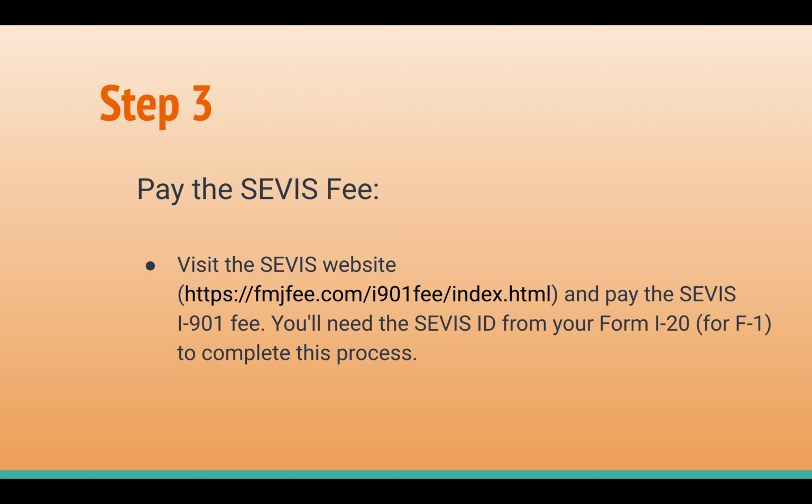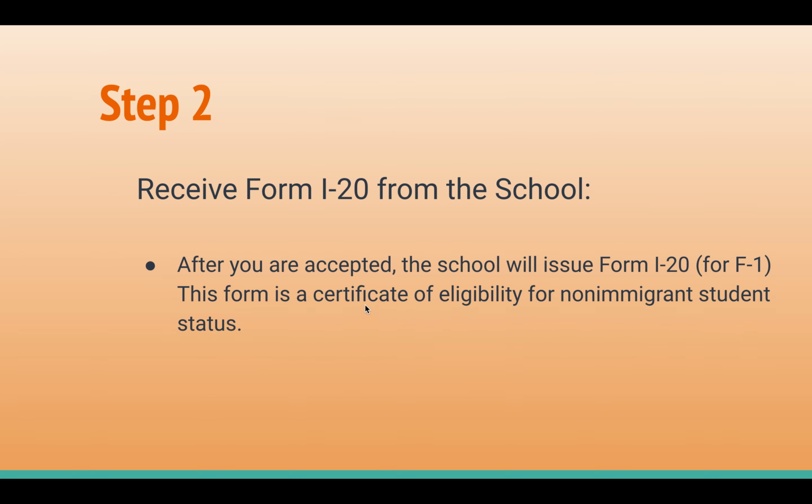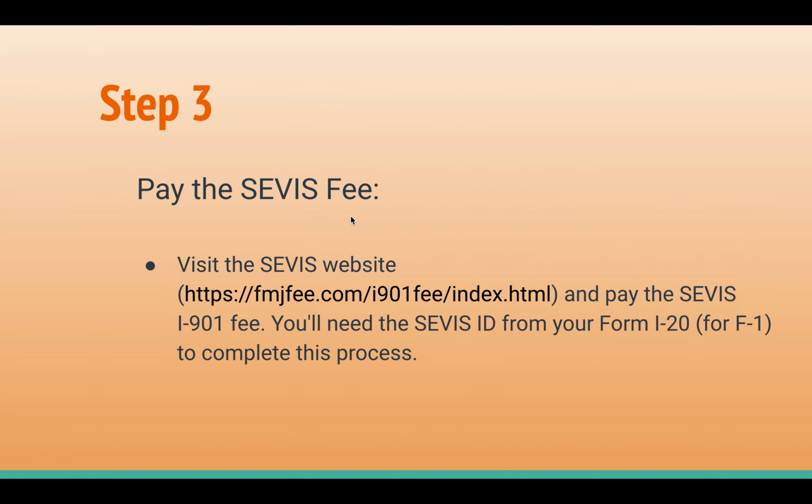After that, you need to pay a service fee. You need to visit this service website. I will ping this one in the description as well. Please go ahead and double check there as well and pay the I-901 service fee. You will need the service ID from your form I-20 to complete this process. So once you get the I-20 from school, you need to pay a service fee.